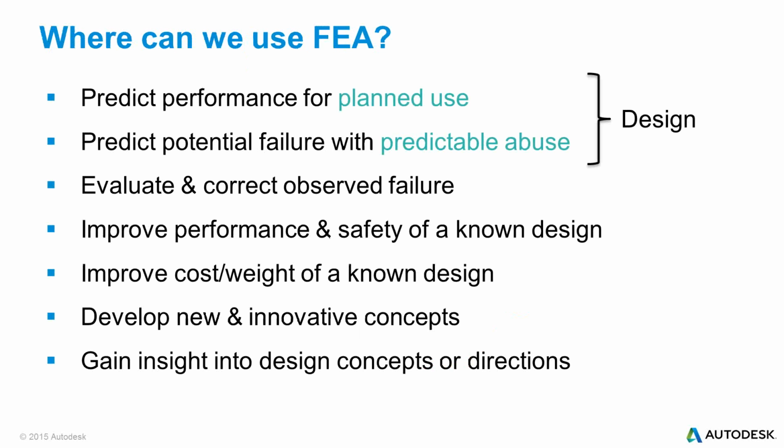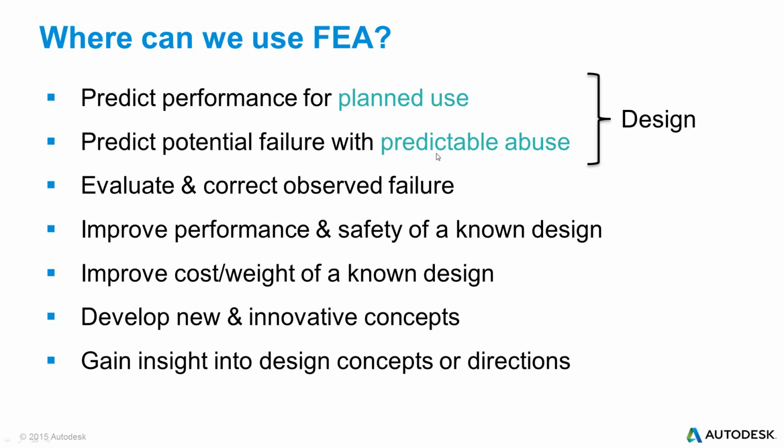So where do we use FEA? In design, there's two particular ways. You have a part and you can predict its performance for planned use, or you can predict its potential failure with predictable abuse. Certain things people know they're going to do. Cars, for instance, you're going to drive, say, 100,000 miles and it's going to be shaking and vibrating, so I can use FEA to simulate what driving a car is going to load my parts.